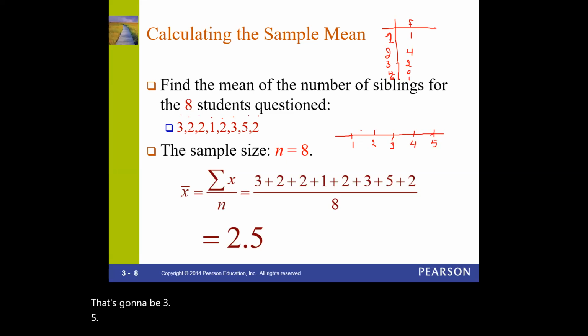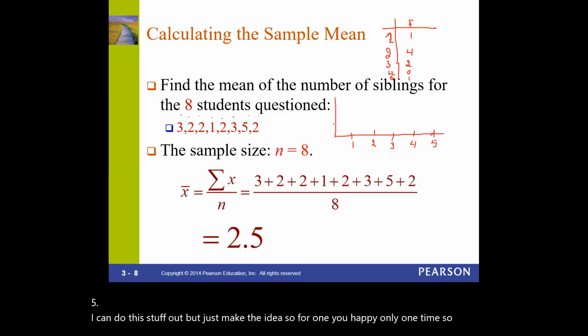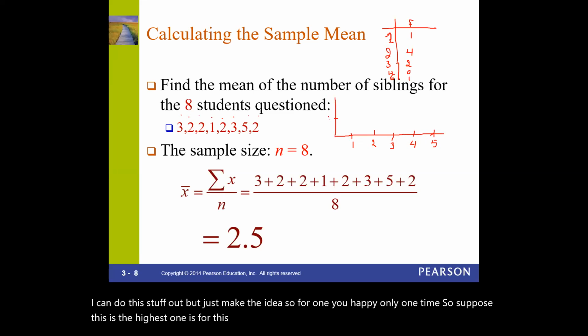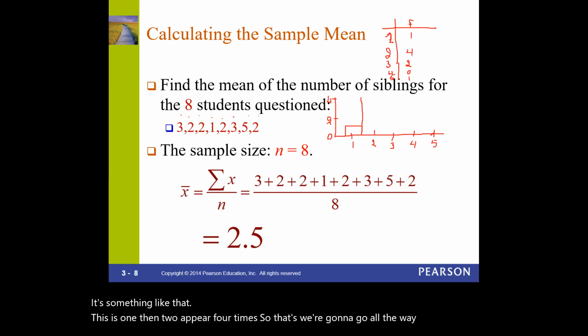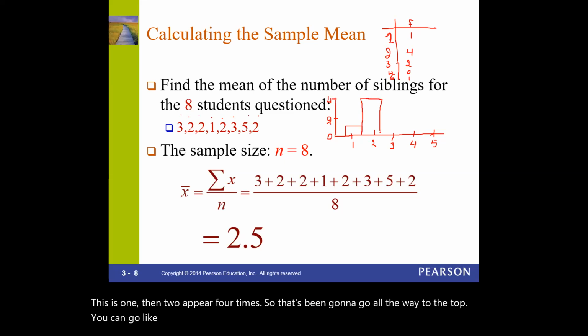I can do a histogram if I want to, but just to give the idea. For 1, it appears only 1 time. Suppose the highest one is 4. This is going to be 2, this is 0, and then 4. So 1 appears 1 time. Let's do something like that. This is 1. And then 2 appears 4 times, so I'm going to go all the way to the top. You can go like this and go like that. Again, I'm doing handwriting, it's not really perfect. I'm trying my best, okay? Then 3 appears twice.